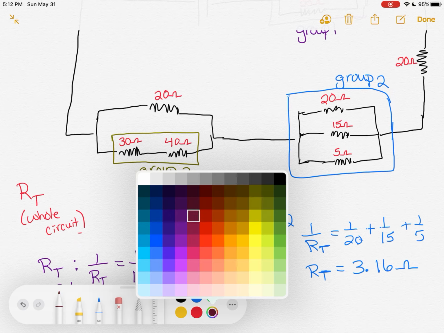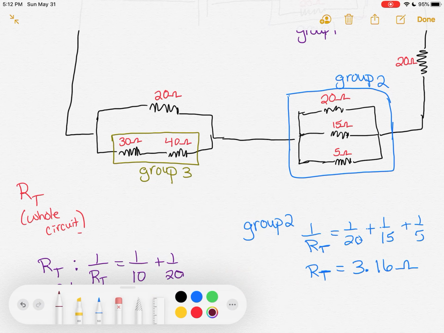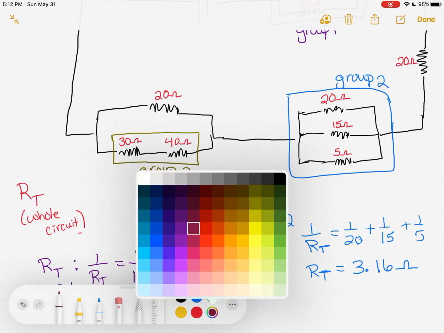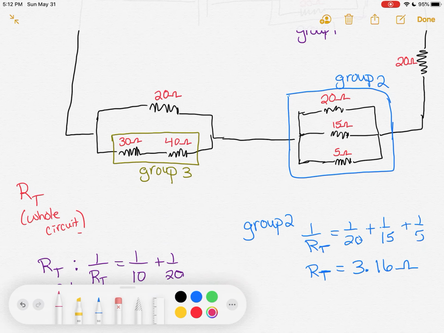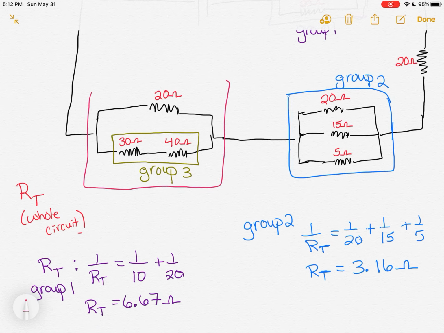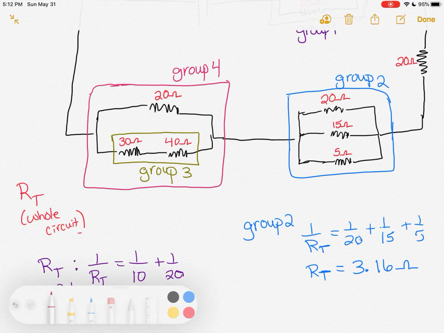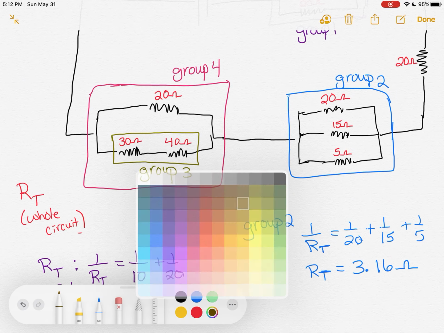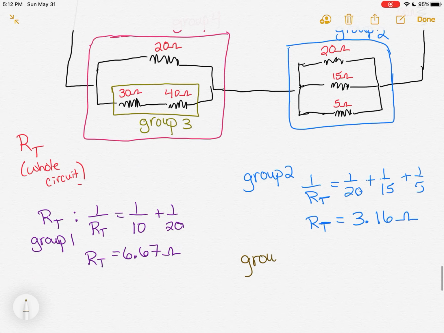Okay, but then I also still need to do the overall section. So we're going to use like a pink color here. Let's go with an actual pink. And so then this whole section here now is going to be my group 4. All right, so first in group 3, our total is nice and easy because we just get to add them together because they're in series. So it's going to be 30 ohms plus 40 ohms.